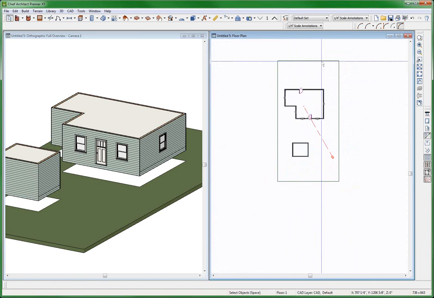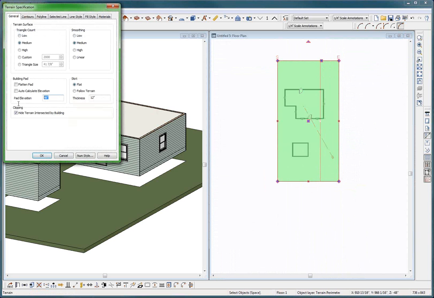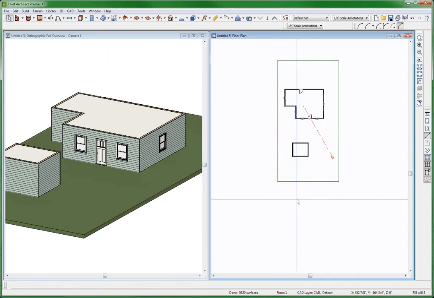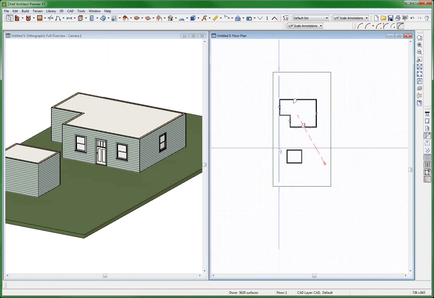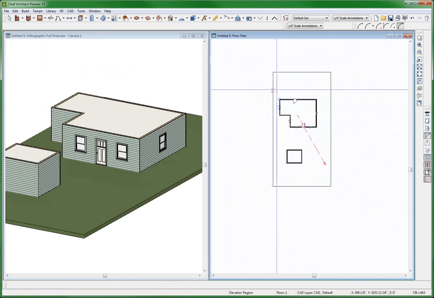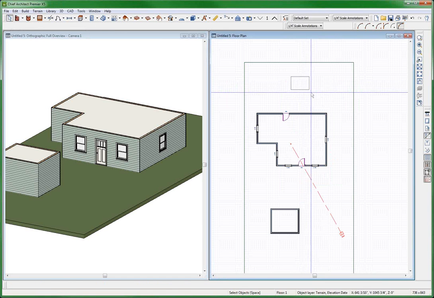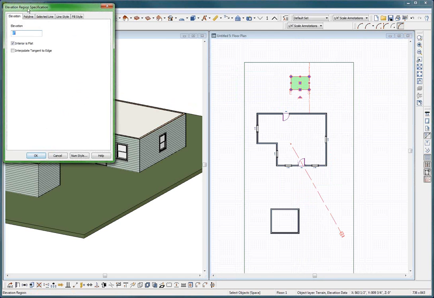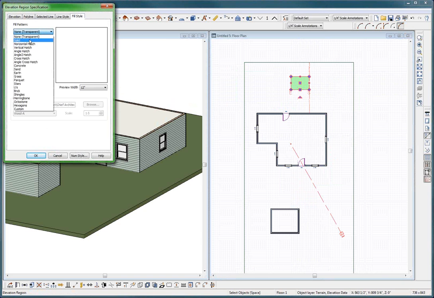Anyway, maybe Chief will come out with that in X6. But anyway, for right now, I like to set it at 0. And then I go terrain, elevation data, elevation region, and then I put a region right here, and I give it a fill just so I can spot the darn thing.